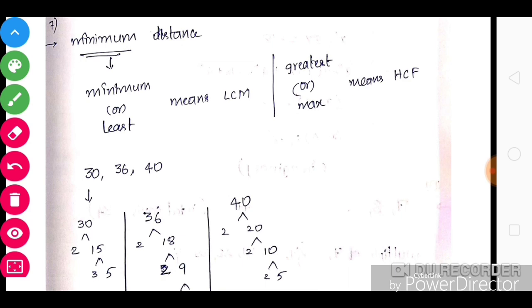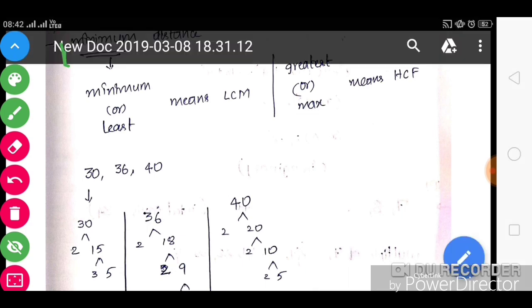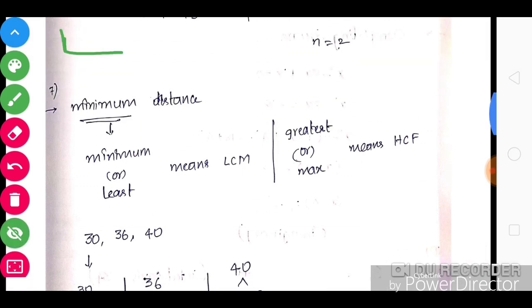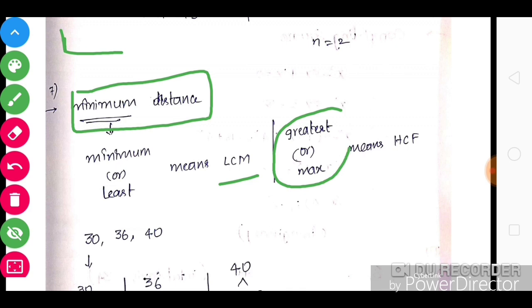And seventh question, see there are three people working on some circular track. What is the minimum time they are asking, or minimum distance they are asking? We don't need all these things. If you see words like minimum or least, that means simply we have to find LCM. If you find words like greatest or maximum or greater, like this we have to find HCF. In this question the word is minimum, so we have to find LCM for 30, 36 and 40.